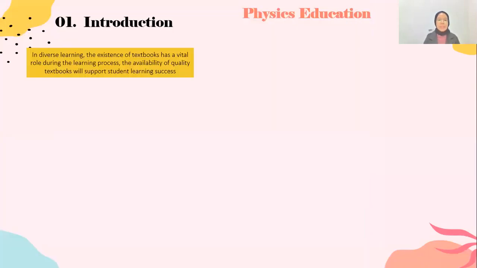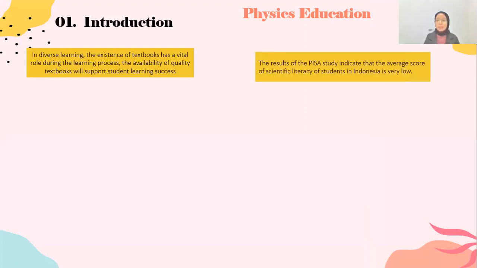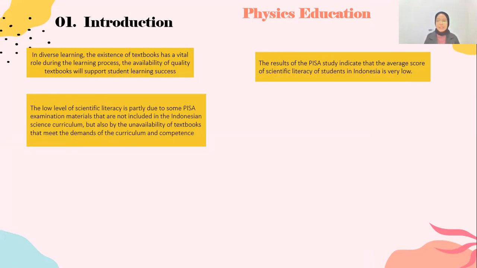First, the introduction. In learning, we know that the existence of textbooks has a vital role during the learning process. The availability of quality textbooks will support student learning success. But the results of the PISA study indicate that the average score of scientific literacy of students in Indonesia is very low. The low level of scientific literacy is partly due to some PISA examination materials that are not included in the Indonesian science curriculum, but also by the unavailability of textbooks that meet the demands of the curriculum and competency.